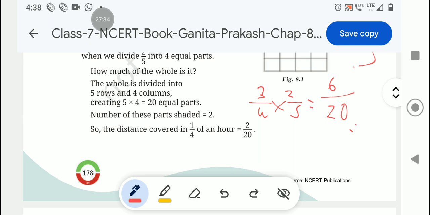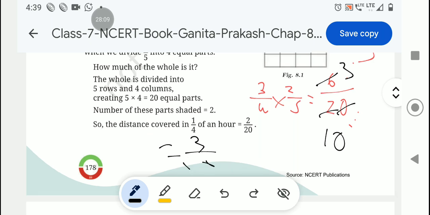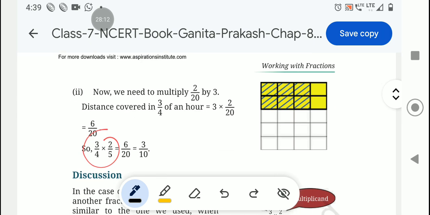Now these two are even. If the numerator and denominator are divisible by any number, you have to simplify them and give the answer in the lowest term. Both are even numbers, so they can be divided by 2. 2 3s are 6 and 2 1s are 2, and 2 0s are 20, zero as it is. So the answer is 3 by 10. Let's see whether the answer is correct or not. Yes, the answer is 3 by 10.